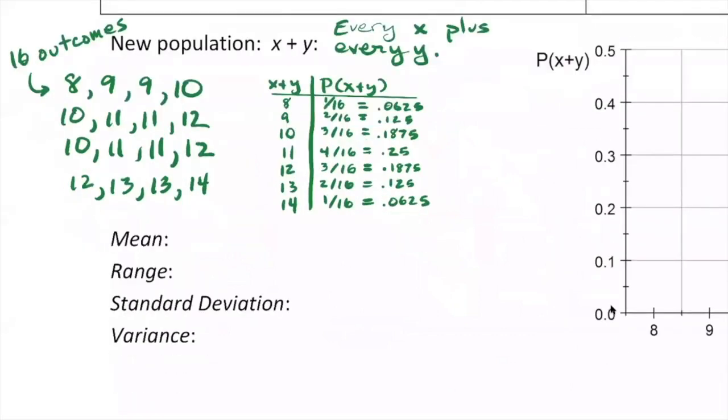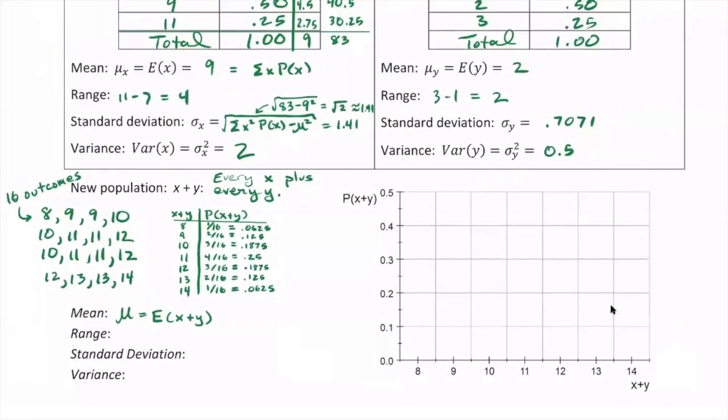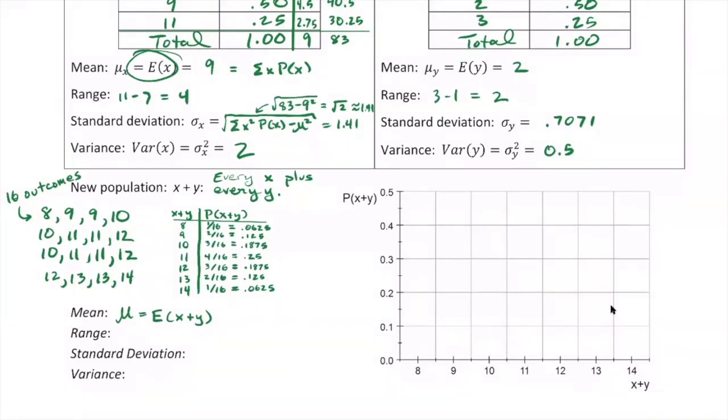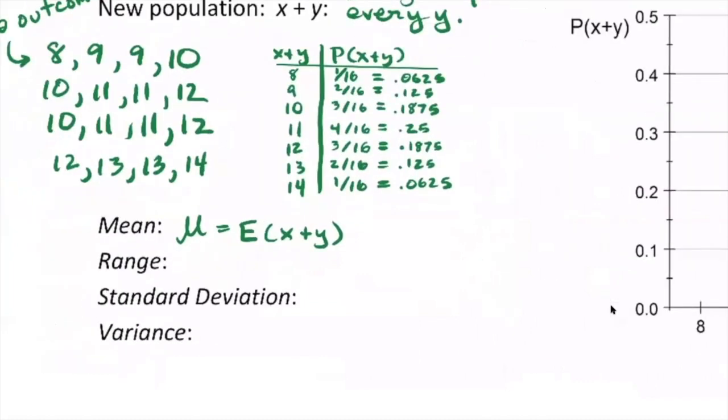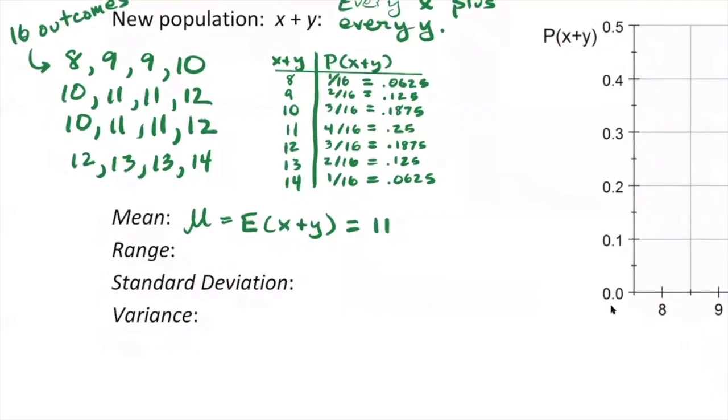Okay, so the mean is the expected value of x plus y. And before we were saying expected value of x or expected value of y. For the mean, now it's the expected value of x plus y. And I think that came out as 11. The range is the max minus the min, so that would be 14 minus 8, which I hope is 6.